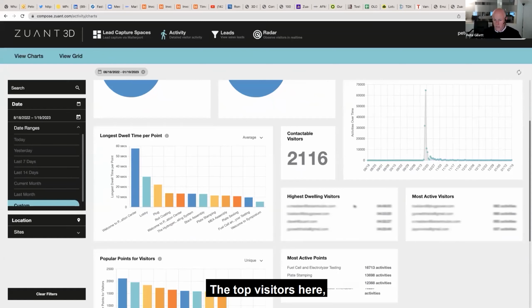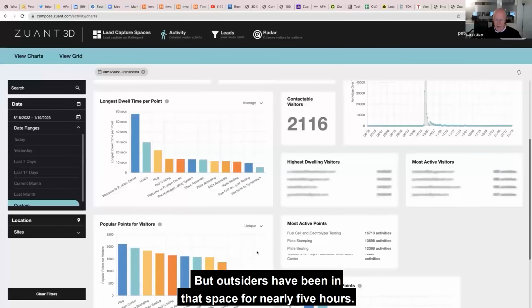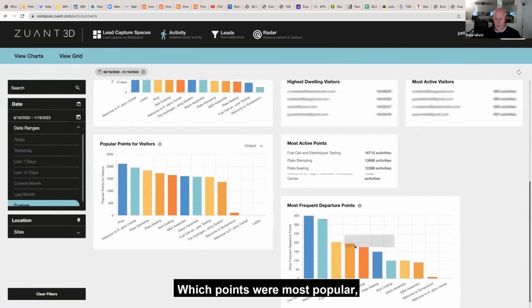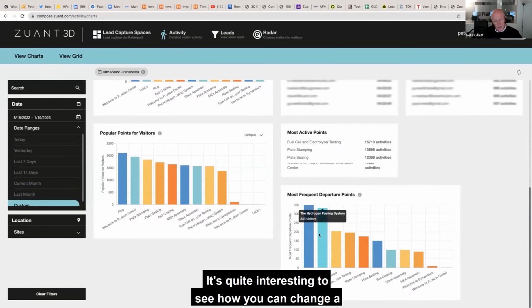Some of the top visitors here will exclude Dave, of course, but outsiders have been in that space for nearly 5 hours, so goodness knows what they were looking at, which points were most popular, which areas did they depart from. So it's quite interesting to see how you can change a tour to keep people in a space longer, if that's what you want to do, to show them more items.